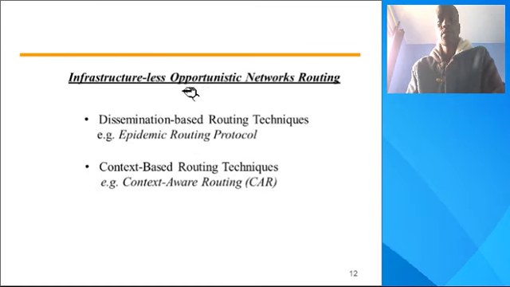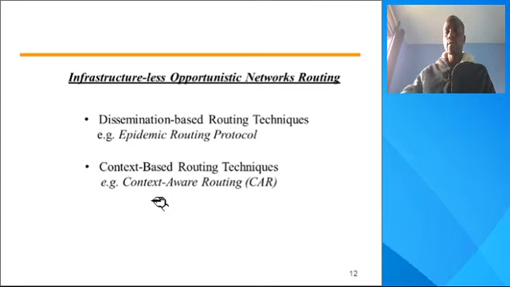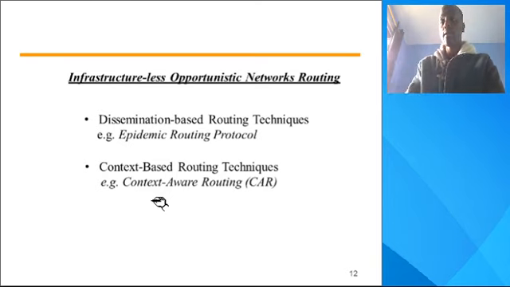Infrastructureless opportunistic networks use two types of techniques as well: dissemination based and context based. Dissemination based uses flooding to route or broadcast information across the network. Context based routing techniques use more intelligent information gathering. For example, they will not just broadcast the information to all nodes. They will first check among the nodes which are most likely to be able to deliver the message. They might look at nodes that are closer to, or more frequently visit, the destination, and then they will send the information to those nodes. So they don't broadcast the information to all nodes as the dissemination-based techniques do.